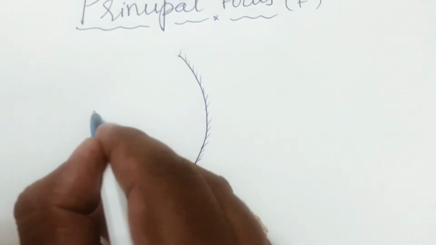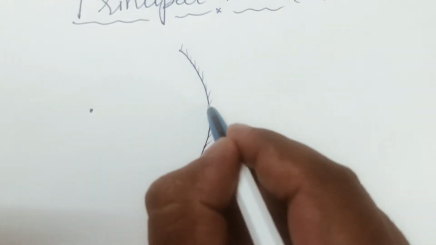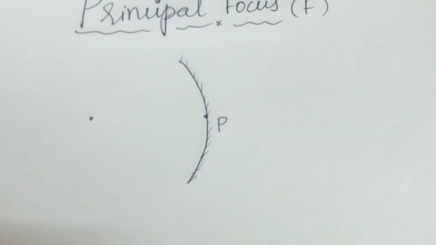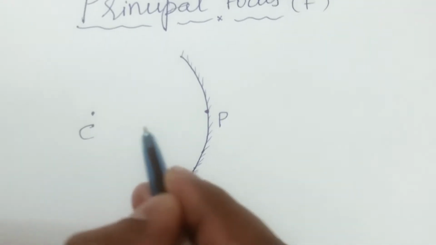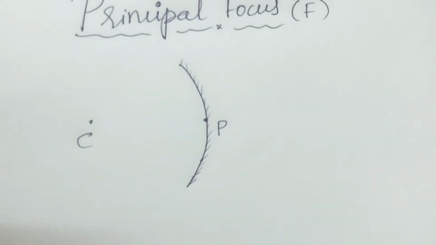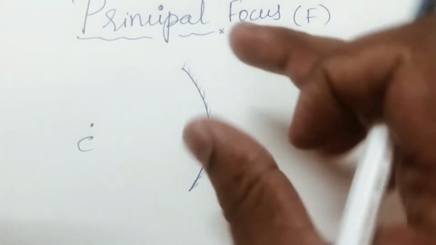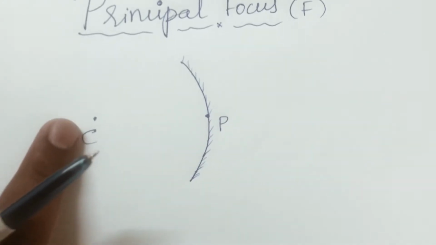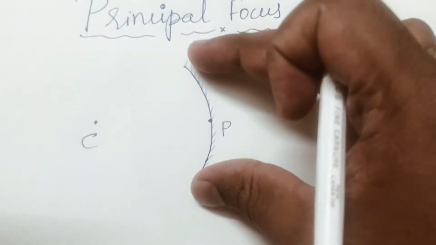This is the center of curvature of a mirror. This is the point P. P stands for the pole of the mirror. This is C. C stands for the center of curvature. Here the pole is the center part of the mirror. Then the center of curvature is the center of a spherical mirror, of which the mirror is a part.